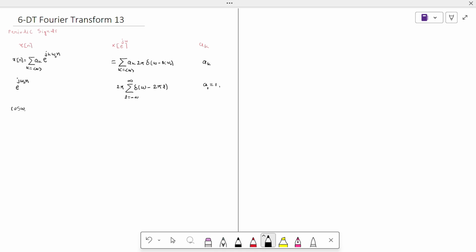So cos omega naught n gives pi into the sum over L from minus infinity to plus infinity of delta of omega minus omega naught minus 2 pi L, plus delta of omega plus omega naught minus 2 pi L. This is also shifting.